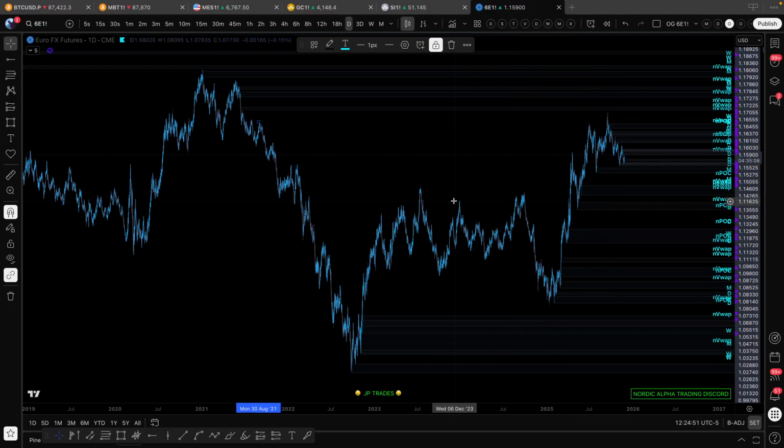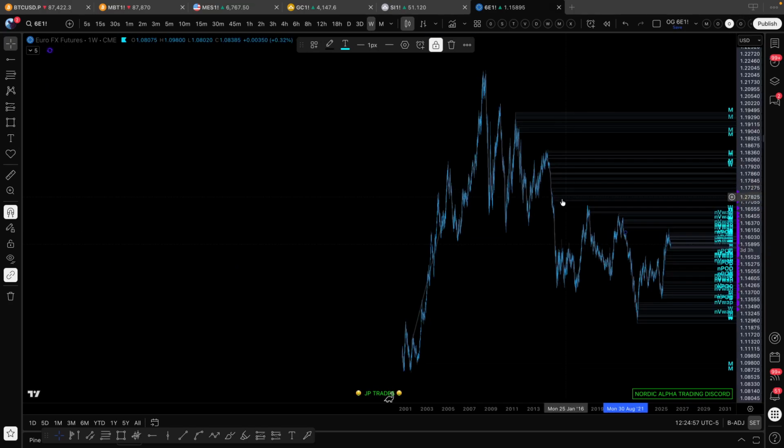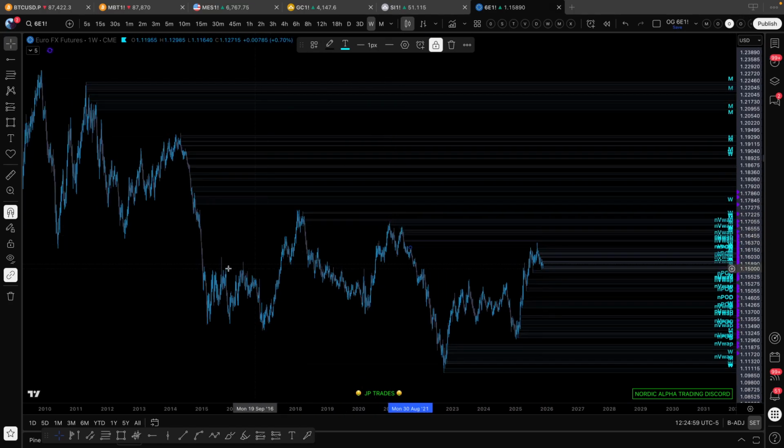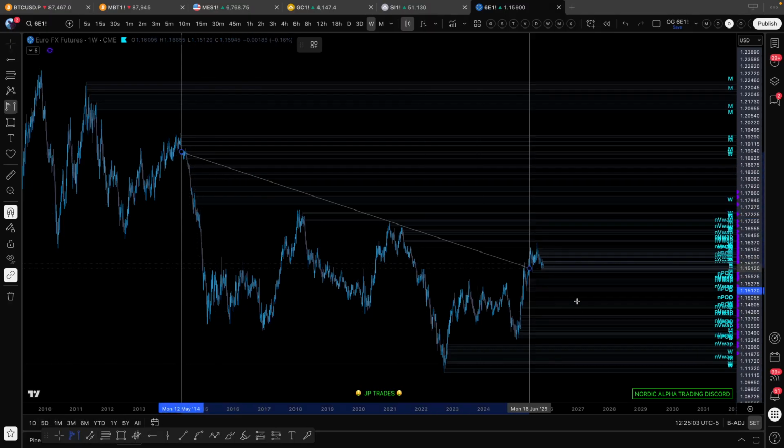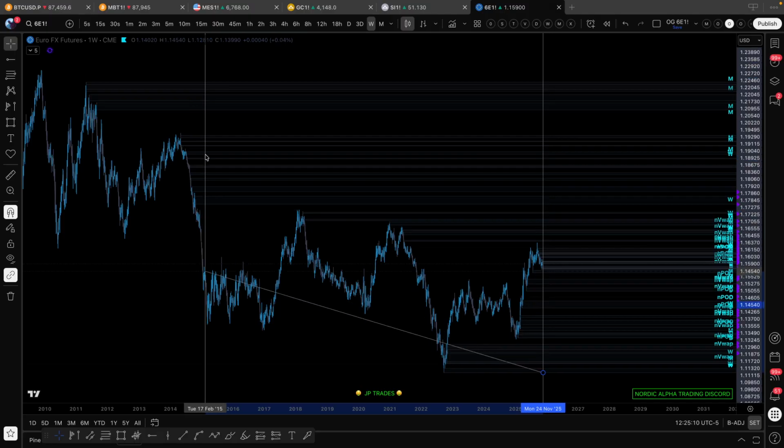We can see that we are in this massive range. Really, it's probably better to come to the weekly time frame to see it. And we are still currently below that value area low.